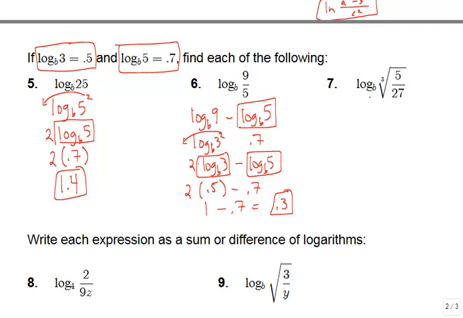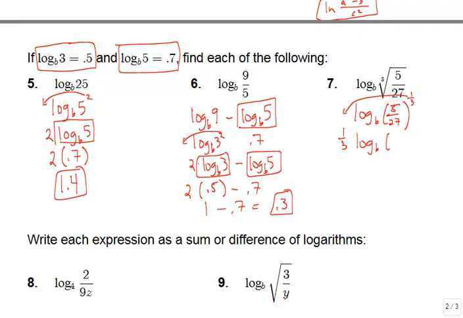Okay, on the last one here, we have log base b of the cube root of 5 over 27. The first thing that I see is this big cube root. It's kind of in my way in terms of getting at that 5 and that 27. So the first thing you want to realize is that a cube root is the same as a power. What is the power that's equivalent to a cube root? A cube root is a 1/3 power. So I'm going to rewrite this as a 1/3 power. And if I have a power, I can always bring that power out front.